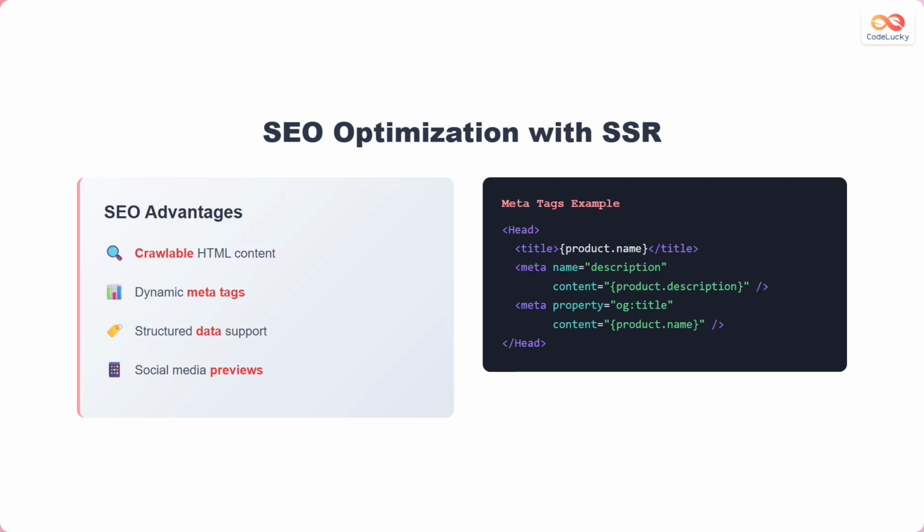Social media previews work perfectly because the meta tags are available immediately when the page loads, creating attractive link previews on platforms like Facebook and Twitter. These SEO benefits make SSR essential for content-driven websites that depend on organic search traffic.